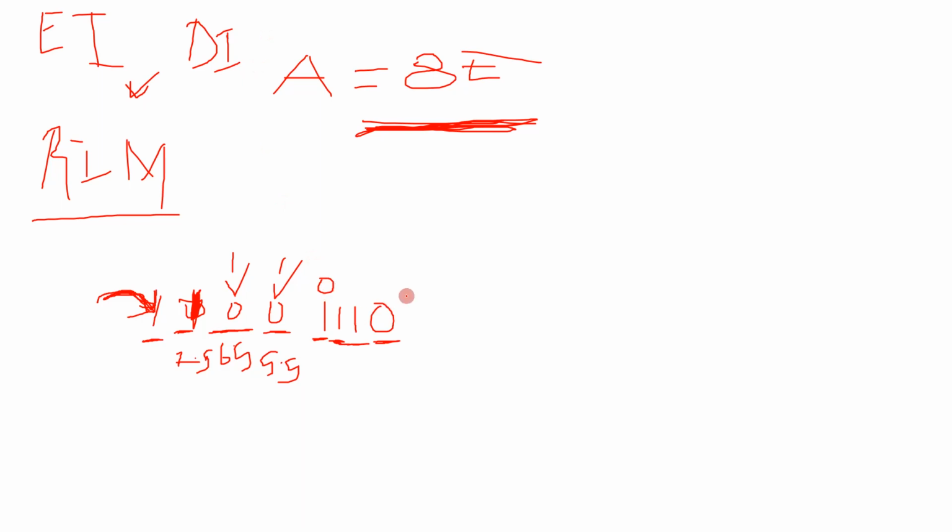When these bits are 1, that means the interrupts 7.5, 6.5 and 5.5 are being ignored. When these bits are 0, that means these interrupts are being enabled. Okay, so if the EI instruction is before the RIM instruction, then this bit is 1. When the DI instruction is used before the RIM instruction, then this bit is 0.